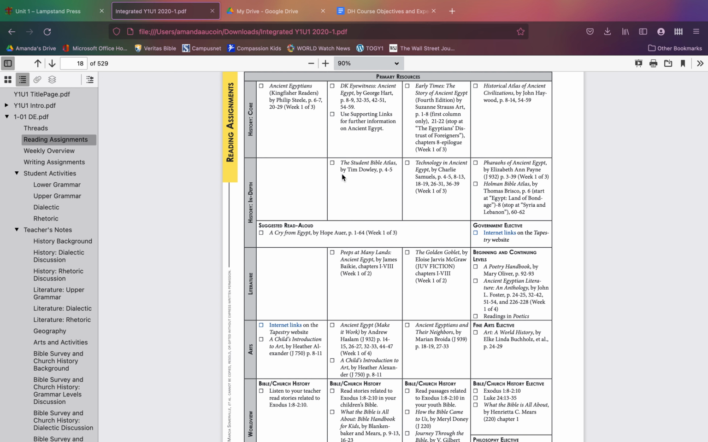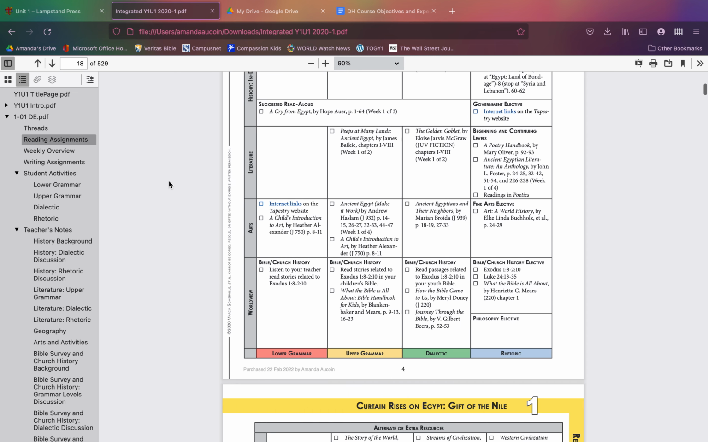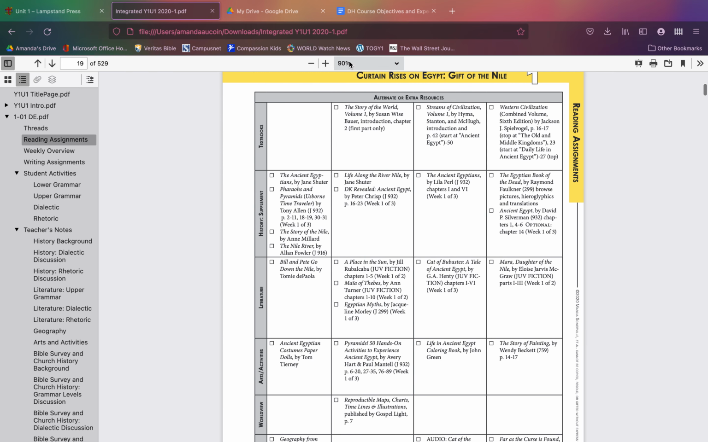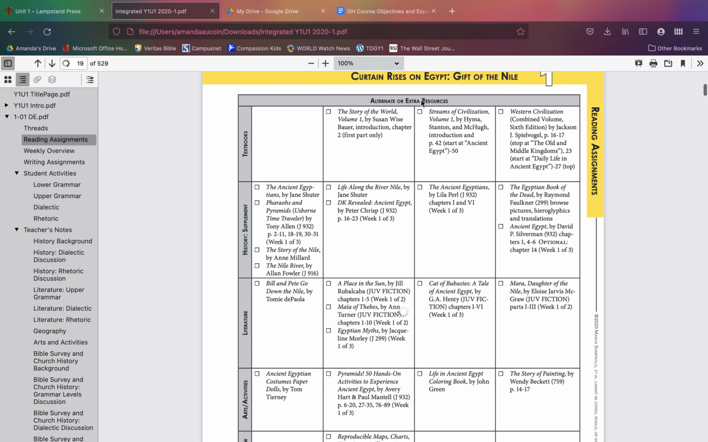So if you look at week 1, for example, here's early times, the story of ancient Egypt, and then also technology in ancient Egypt. And it shows you here week 1 of 3, these two books are going to be used for 3 weeks. Okay, so this is History Core and History In Depth. There's other stuff down here, but we're going to focus on history. If we go to the next page, notice at the top, it says alternate or extra resources. So this is where some other alternate or extra resources are going to be.